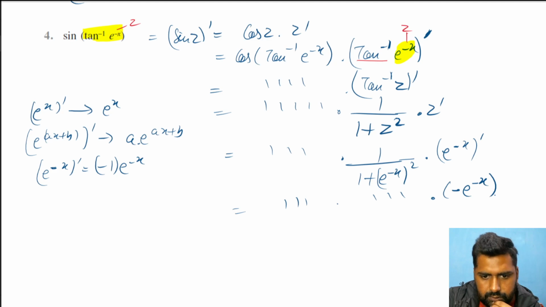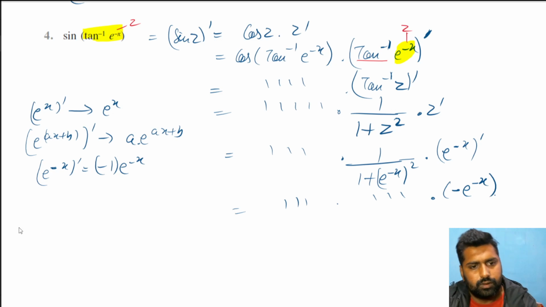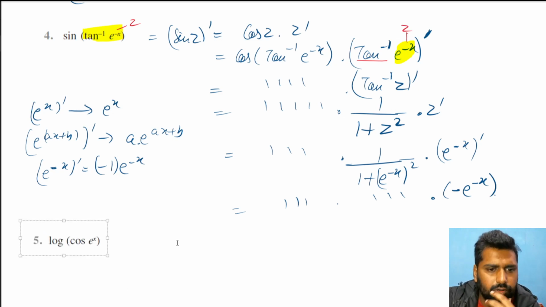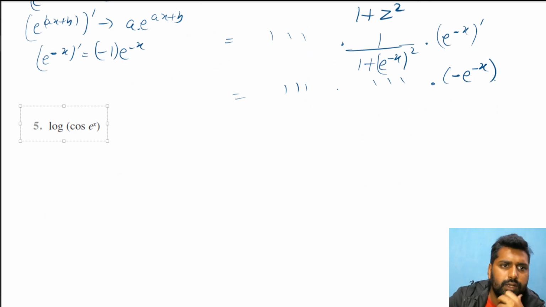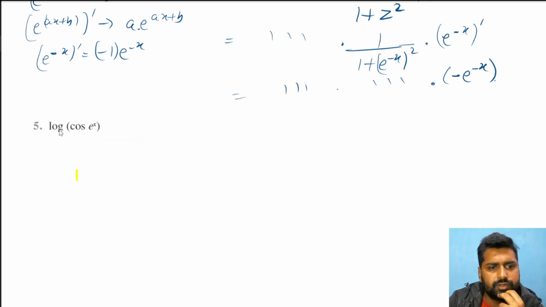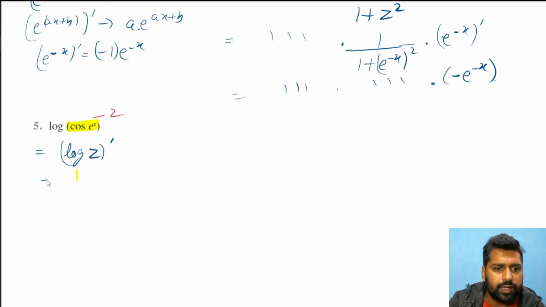All right. Next, let's see log also. Log cos e raised to power x. Multiple functions again. Go in order. What is the first function? Log. Leave it. Whatever is the inside, that's your z. So log z differentiation. What is the differentiation of log x? 1 by x. What is the differentiation of log z? 1 by z into z dash.